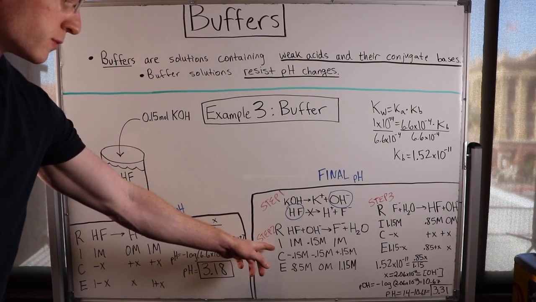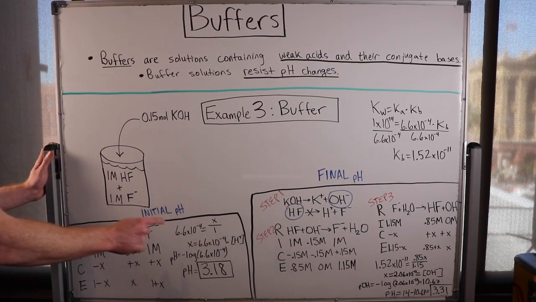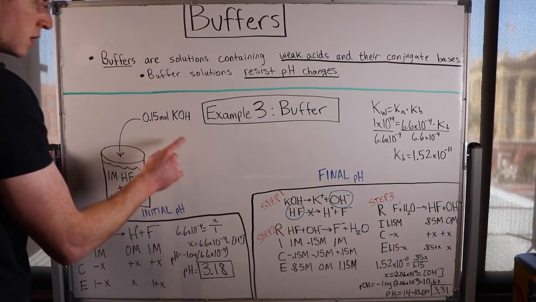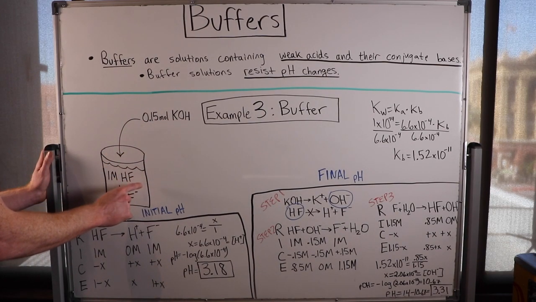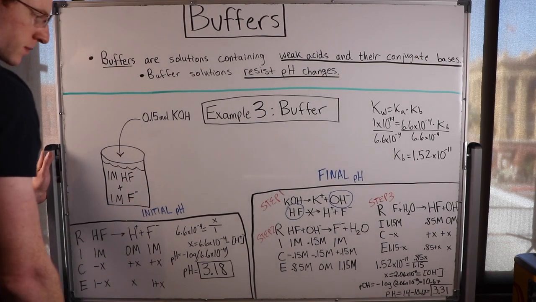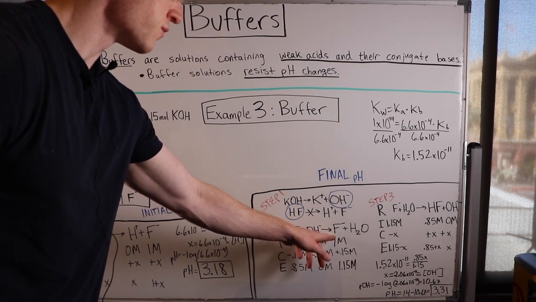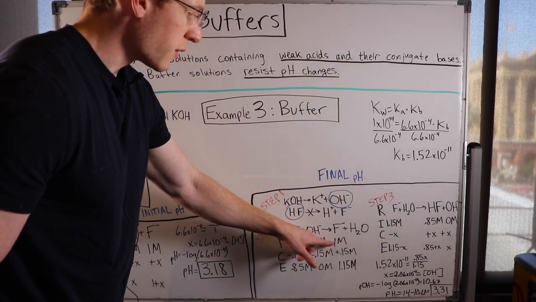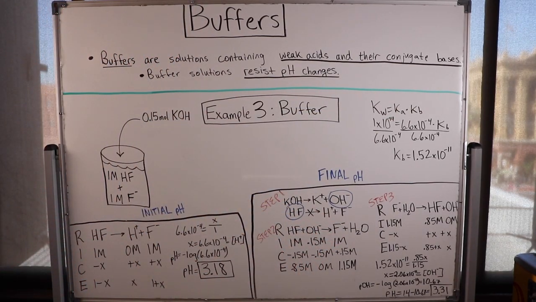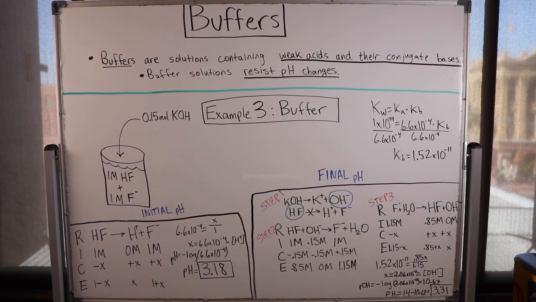So that's step two. We set up our RICE table, and we know our initial amount of HF was 1 molar. Our initial amount of OH minus, well, we know this came from KOH, which is 0.15 moles, and we're assuming this was a 1 liter solution. So that will be 0.15 moles per 1 liter, so 0.15 molar. And then fluoride ion, we know that that started with 1 molar concentration. That was our conjugate base. So notice how this is different from the last example. Now we have a conjugate base to go with our weak acid. So we would expect the pH to be resistant to change.